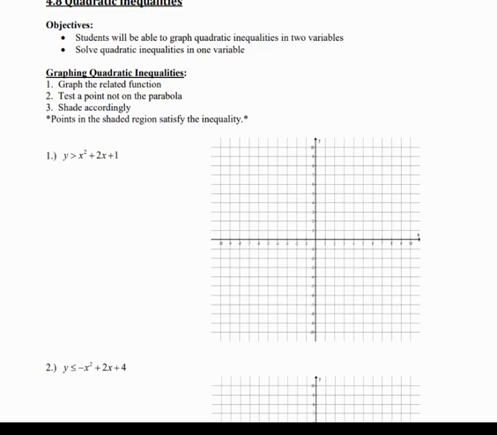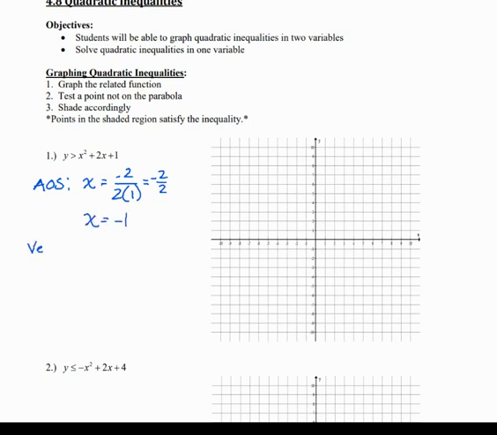I'm going to do the odds throughout this assignment, and you'll be asked to finish all of the evens. So for number 1, when we are graphing, again, we're just going to graph like any old parabola. Since this is in standard form, we're going to find our axis of symmetry, which is x equals negative b all over 2a. This gives us negative 2 all over 2, so x equals negative 1.